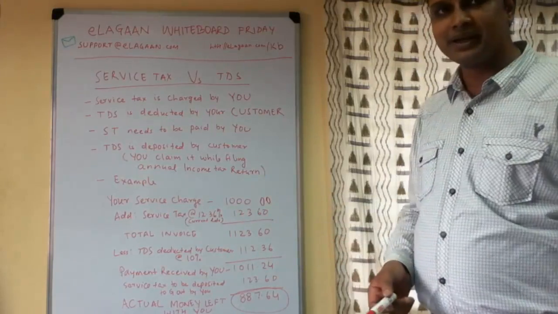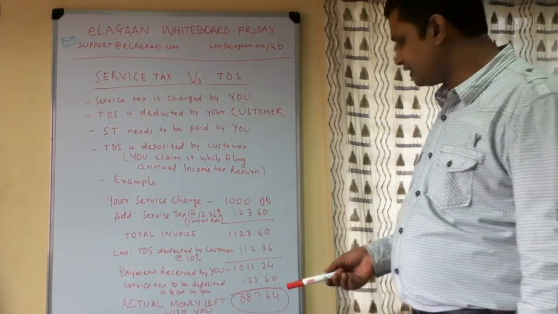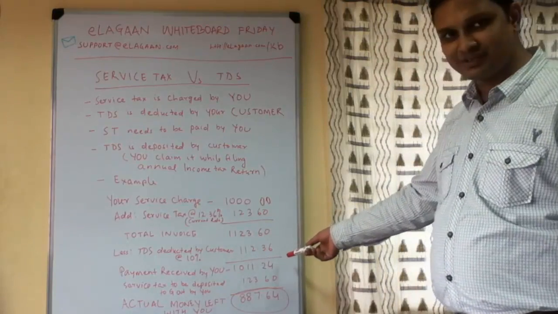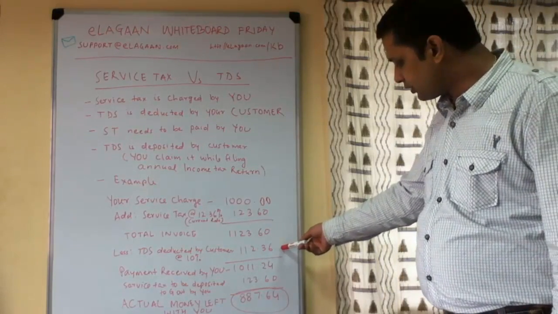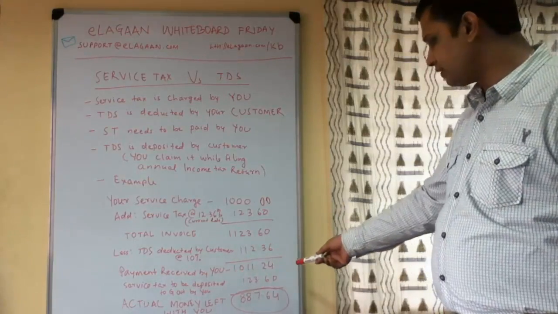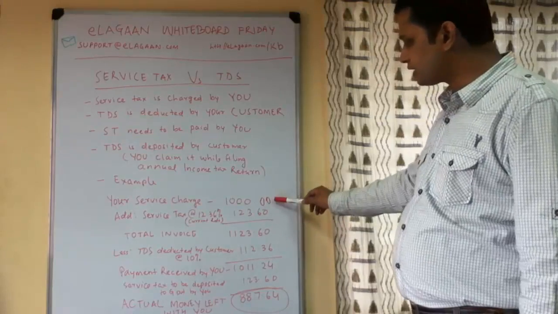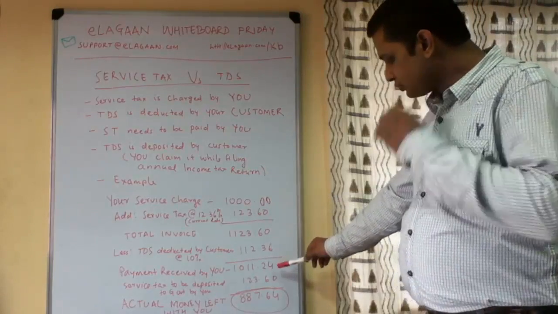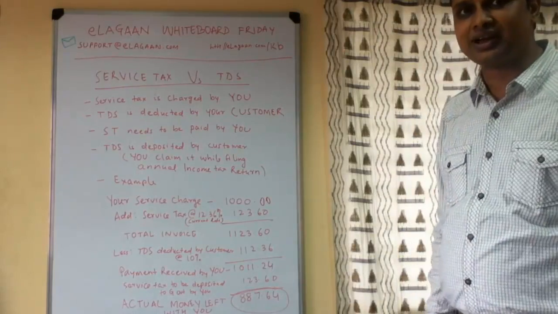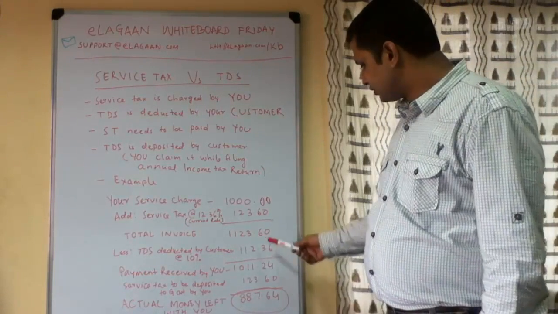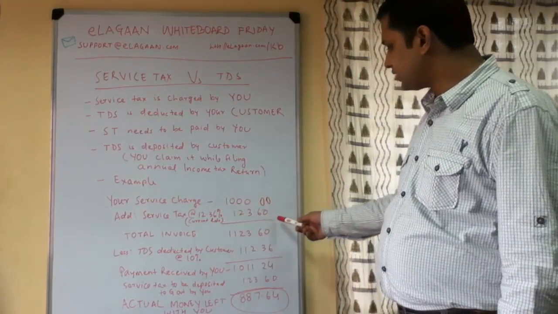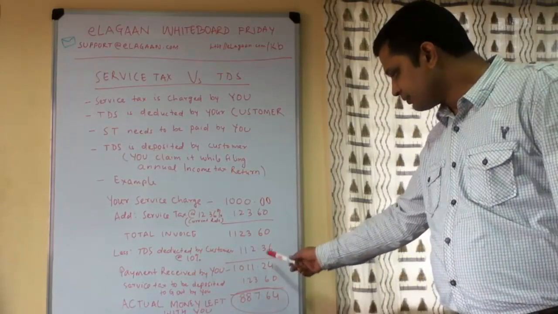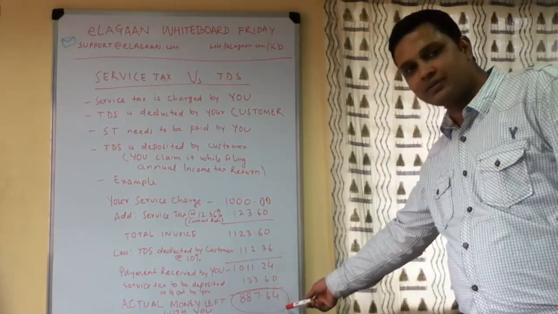Now the customer, when they are making the payment, is going to deduct 10% TDS on the whole amount. On 1,123 that works out to 112.36. So the customer would deduct this amount and give you only 1,011.24, more or less very close to your original service charge. But you may not be happy, because this 1,011 also includes the service tax that you have to pay to the government. This 123.60 you had collected as service tax, you have to deposit with the government. So you are actually left with 887.64.